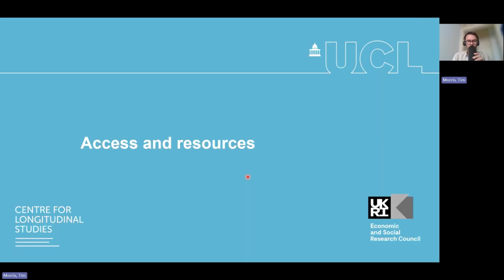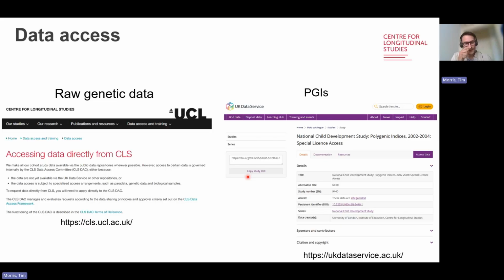Okay, quickly on to access and resources. There are 2 routes for access for the PGIs. If you want to use the raw genome-wide genetic data, or you're already using these data, you've got an application approved by CLS, and you want to add the PGIs in, you'll need to access the data directly from CLS through this link. It consists of an application form and filling out some variable spreadsheets. If, however, you don't care about accessing the raw genome-wide genetic data and you just want to use the PGIs alongside the other data in the cohorts, you can access these from the UKDS.